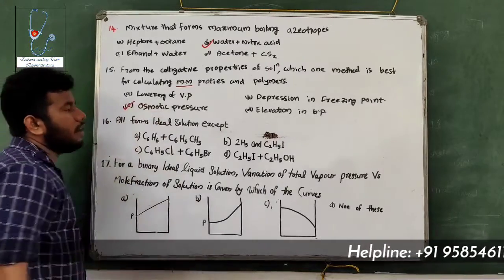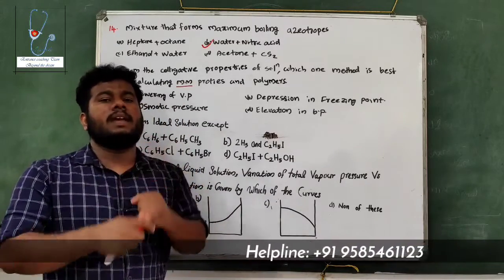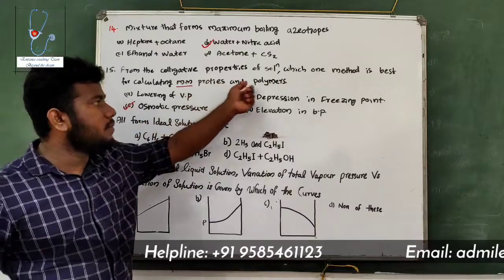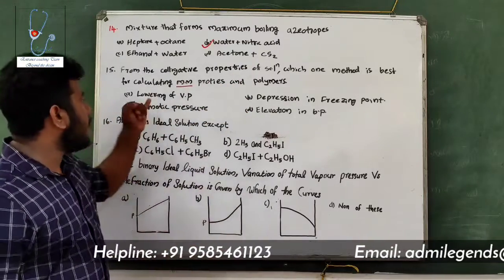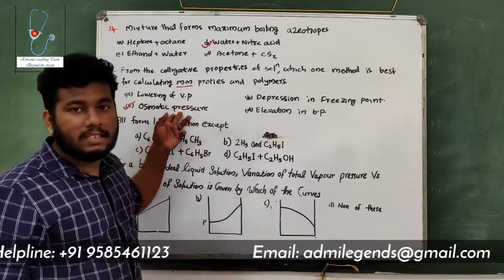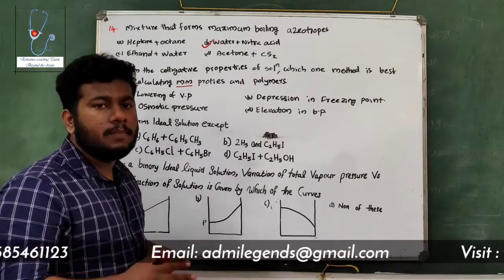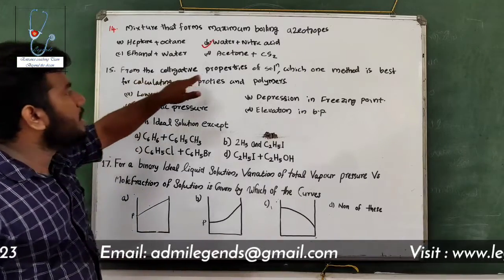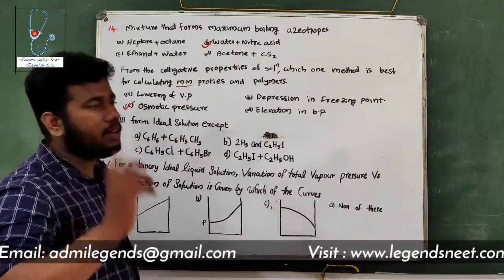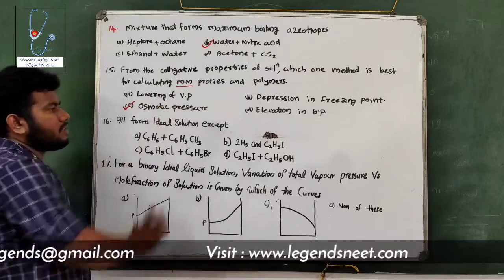Here option C is the correct answer, because osmotic pressure, we know what is osmotic pressure. Osmotic pressure may be calculated at any temperature, at room temperature or at any temperature. So osmotic pressure is very useful for calculating molecular mass of proteins and polymers. Another reason, in osmotic pressure we calculate molarity, not molality. So molarity calculation is very easy for us. So from the colligative properties of solution, osmotic pressure measurement is the best method for calculating molecular mass of proteins and polymers. A simple question that may be asked in your entrance exams.